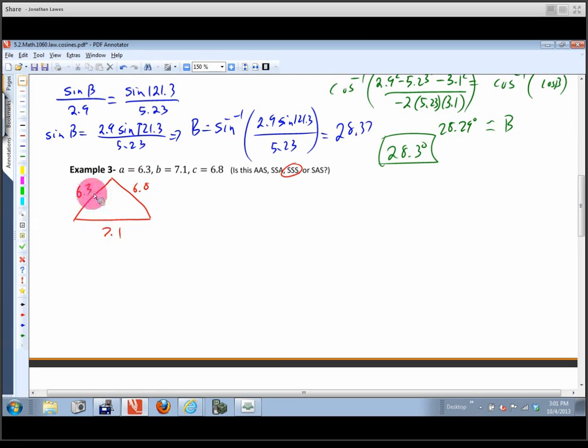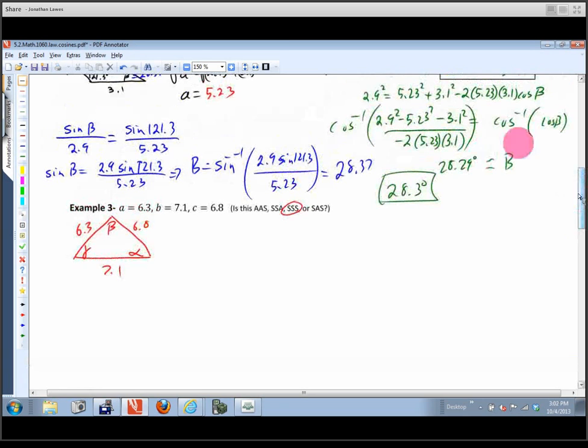Again, let's see, 6.3, that's A, so this is alpha. 7.1, that's B, so this is beta. And C is 6.8, so this is gamma. All right. Let's go through and find this, and you'll notice that we've got to find an angle here. So we're actually stuck doing this right here, because notice if you've got all three sides, you can find an angle. So let's find alpha first.